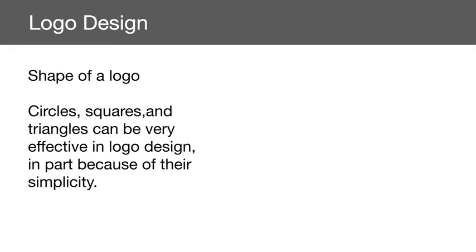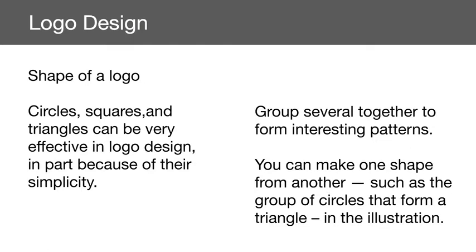Things to think about in your logo design, or in Logotype or in Logomark: circles, squares, and triangles are very effective in logo design and part of their simplicity. These are the basic building blocks or basic elements that we use within design, and they all have different types of meanings. Again, you can group several of them together to make interesting patterns.